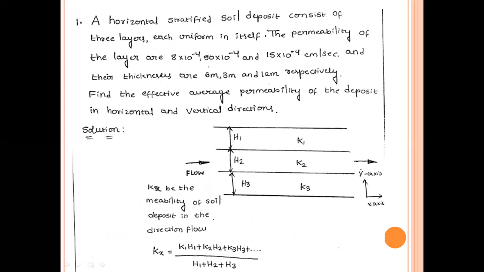Next we will solve a problem. Write the problem. A horizontal stratified soil deposit consists of 3 layers, each uniform in itself. The permeabilities of the layers are 8 into 10 power minus 4, 50 into 10 power minus 4, and 15 into 10 power minus 4 centimeter per second, and their thicknesses are 6 meters, 3 meters and 12 meters respectively. Find the effective average permeability of the deposit in horizontal and vertical directions.